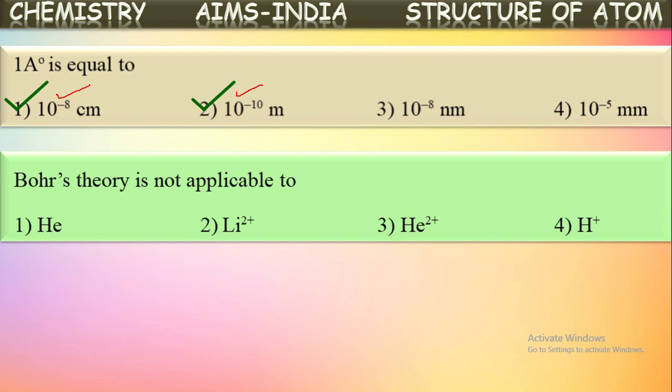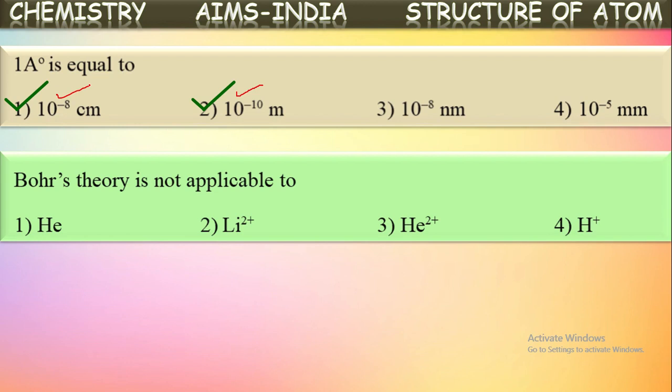See the options here. For those having only one electron, Bohr's theory is applicable, but for those having other than one electron, meaning no electrons or more than one electron, Bohr's theory is not applicable. See the first one, helium. How many electrons will be there in helium? Two electrons. So Bohr's theory is not applicable to helium.